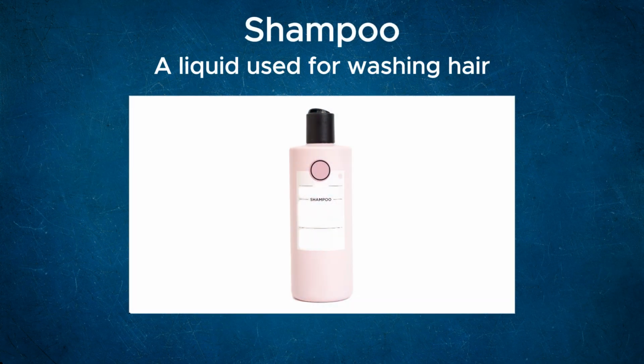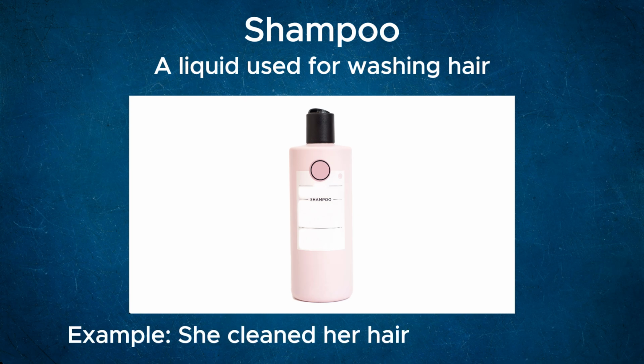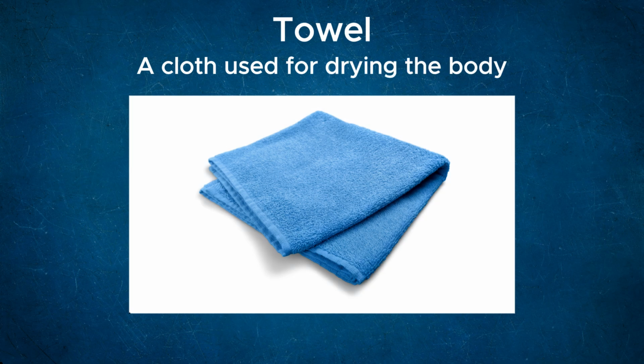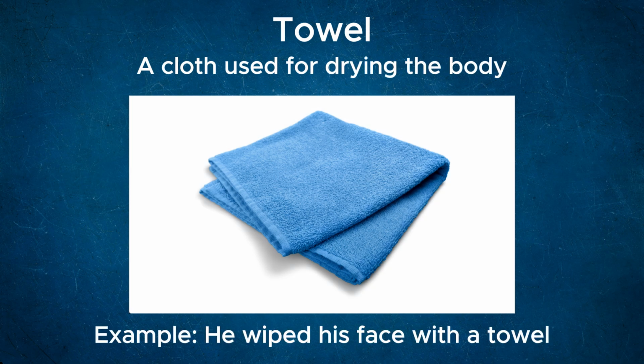Shampoo. A liquid used for washing hair. Example: she cleaned her hair with shampoo. Towel. A cloth used for drying the body. Example: he wiped his face with a towel.